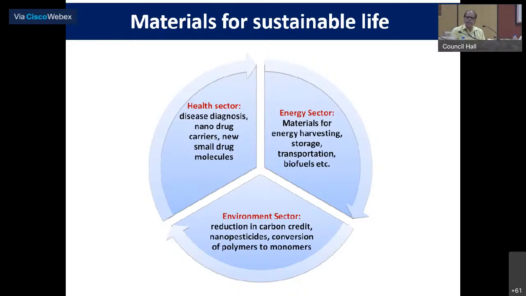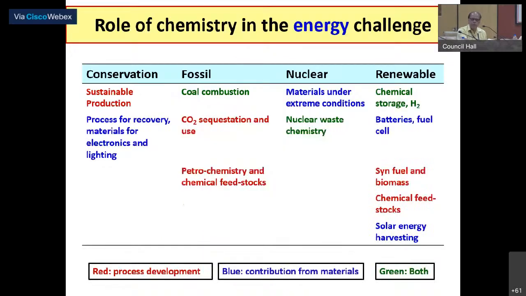So can you make a catalyst which can degrade polymers into the monomer which was used to begin with? All these things are waiting for your generation to explore. I will spend some time on all these three aspects of materials for sustainable life.